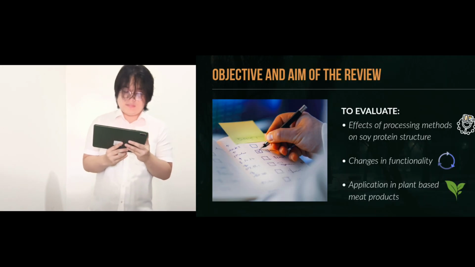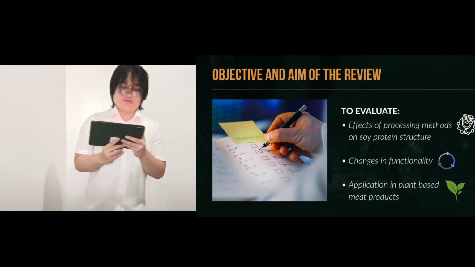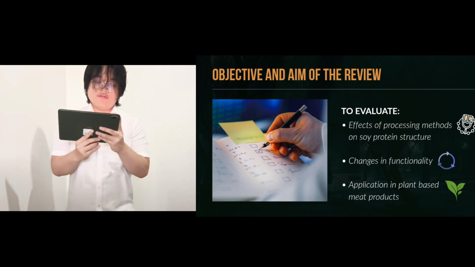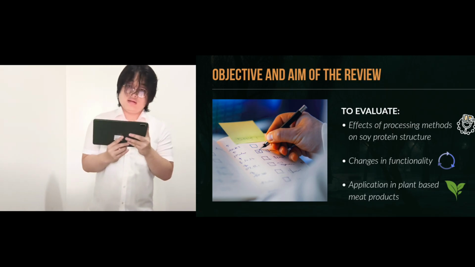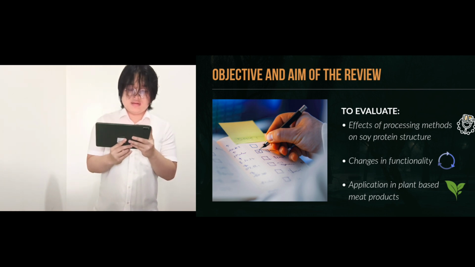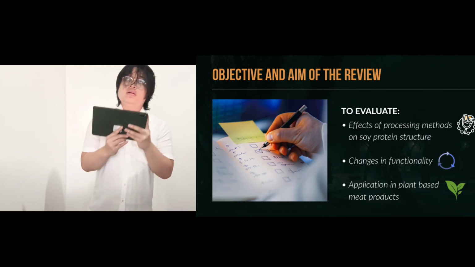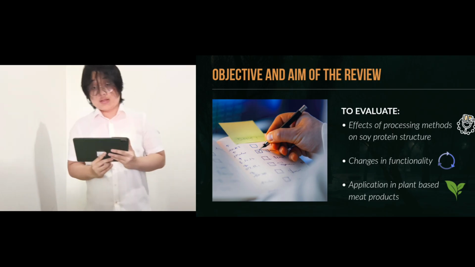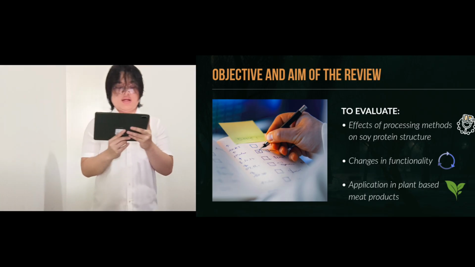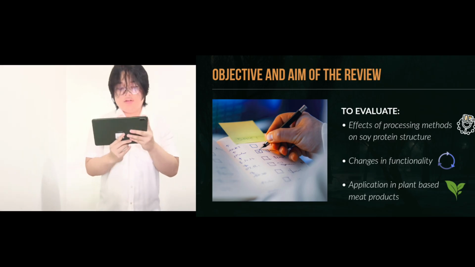On to the next slide, the objective. The objective of this review is to evaluate three main aspects. First, how different processing methods affect soy protein structure. Second, how these structural changes influence functional properties. And third, how the resulting functionality contributes to the development of plant-based meat products. This objective helps connect the relationship between processing, protein structure, and final product quality.